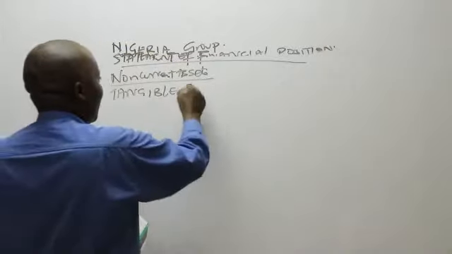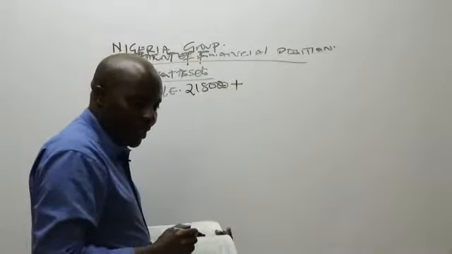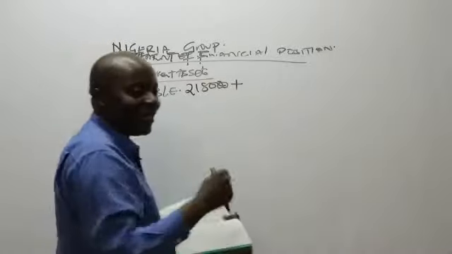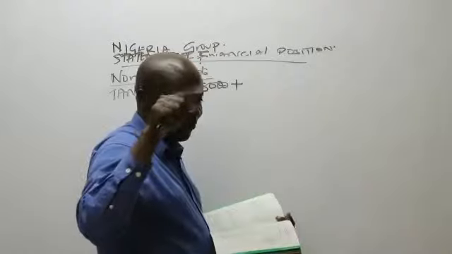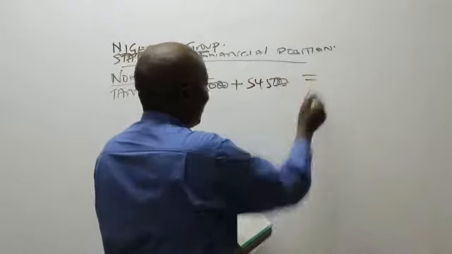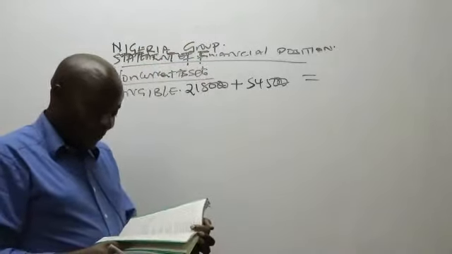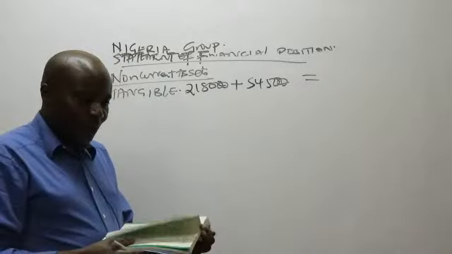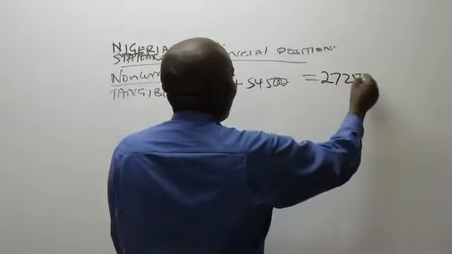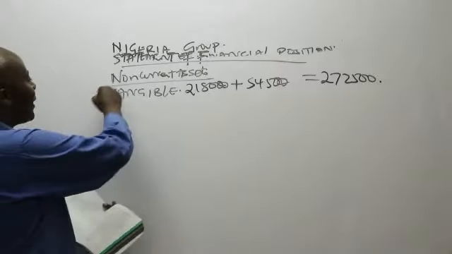So for the tangible, if you are good, you'll be able to see the figure of the parent is 218,000. Tangible 218,000 plus the one of the subsidiary. And fortunately, we had adjusted the one of the subsidiary for the fair valuation, so plus 54,500. Please, what figure comes there? 272,500.